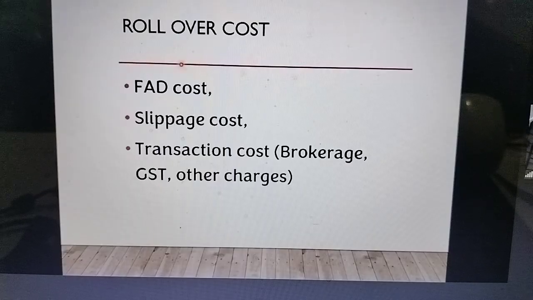Rollover cost consists of FAD cost, that is future asset difference cost, slippage cost, and transaction cost. Transaction costs are the brokerage, the GST we have to pay, the STT, securities transaction tax, and other things that we are going to pay. So transaction cost is almost constant and we cannot do anything about it. FAD cost and slippage cost can vary. FAD cost will usually be minimal close to the expiry, and slippage cost will be less when the market is quiet, with no sudden up or down move. That is when the slippage cost is going to be minimal.